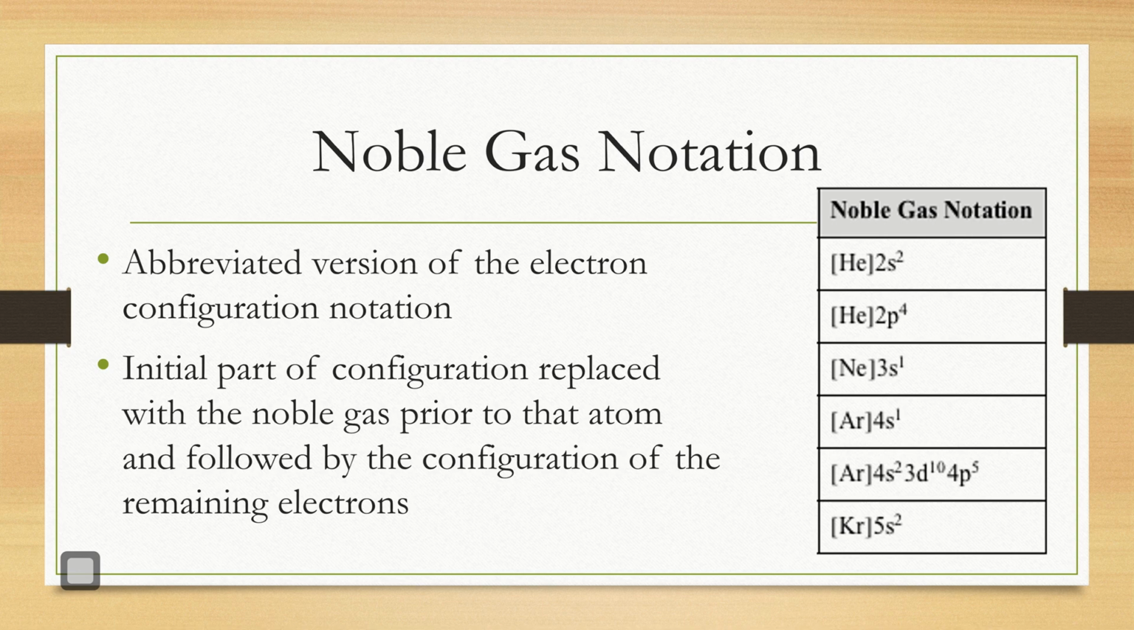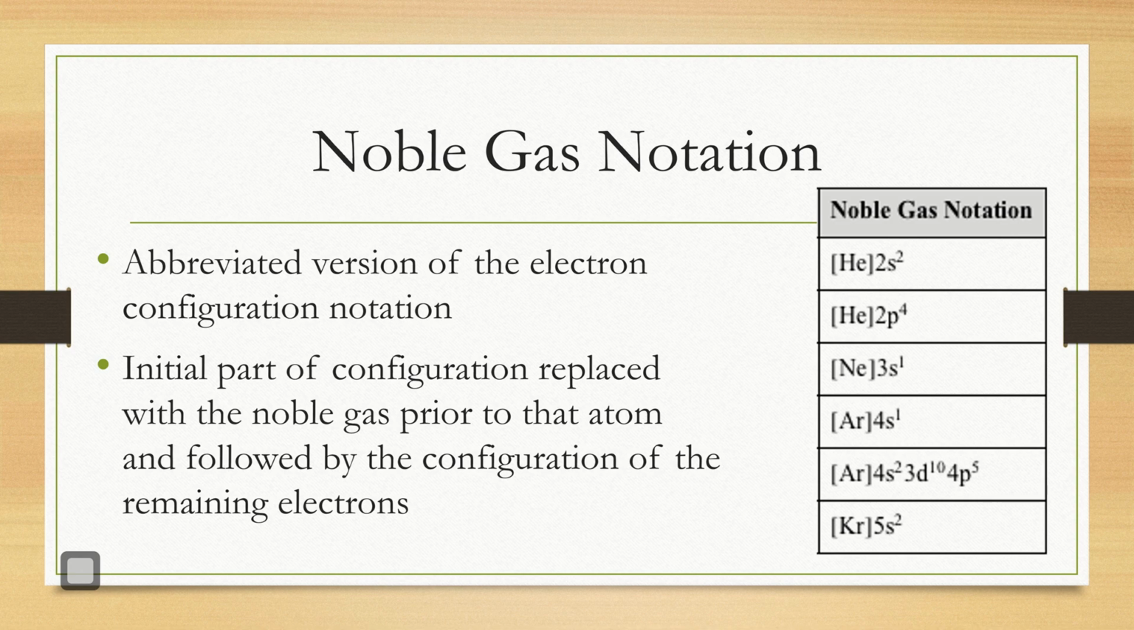Last type of notation. This is the one that everybody's like, oh, why can't I just do this all the time? This is the noble gas notation. As I already said, it's the abbreviated version of the electron configuration. So this one, you get to make life a little bit easier. What you do is you find the element that it gives you, and the initial part of the configuration is replaced by the noble gas.